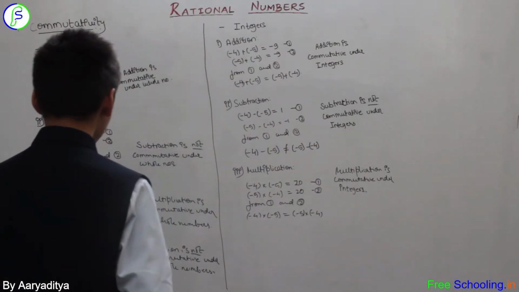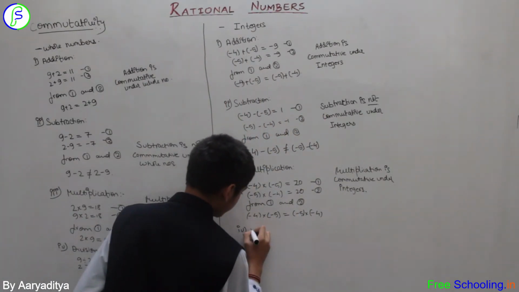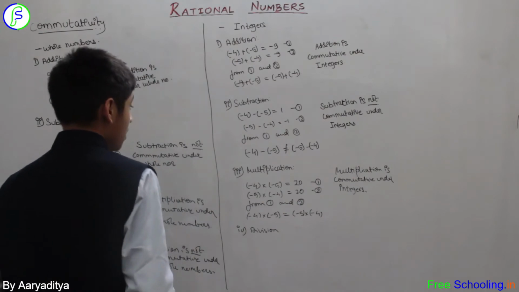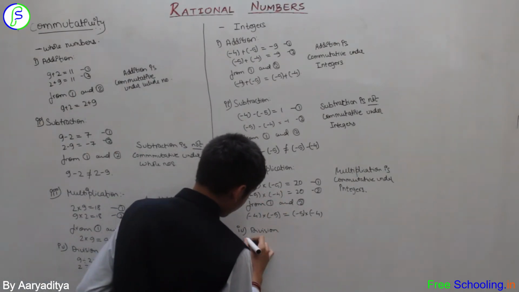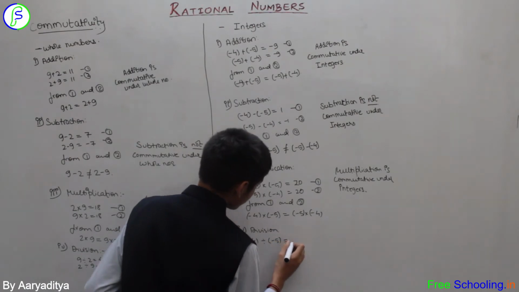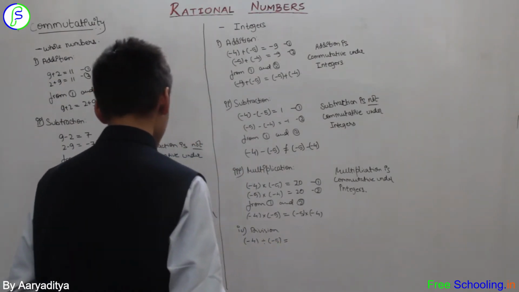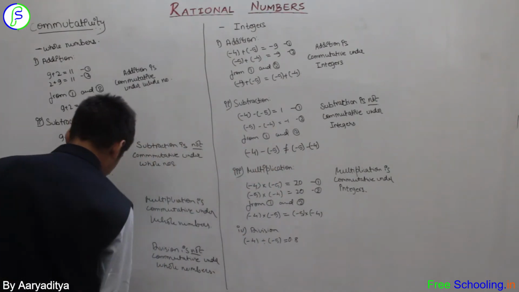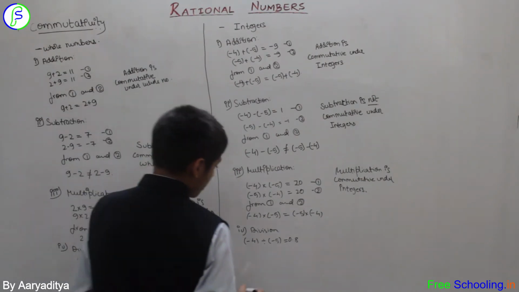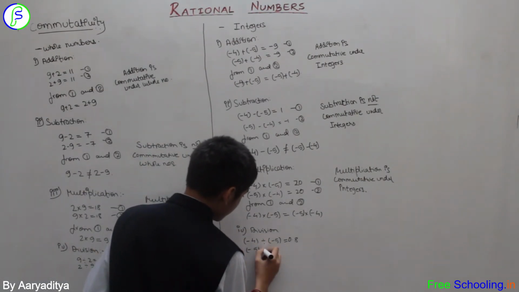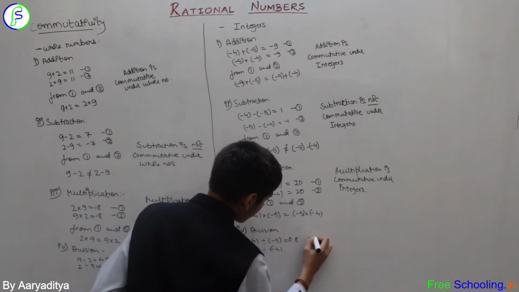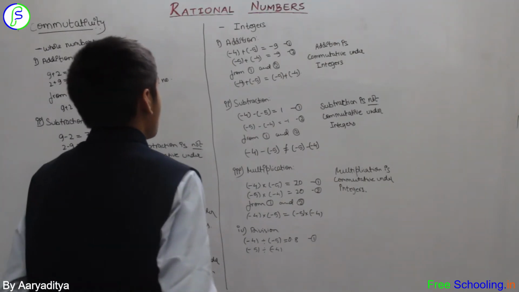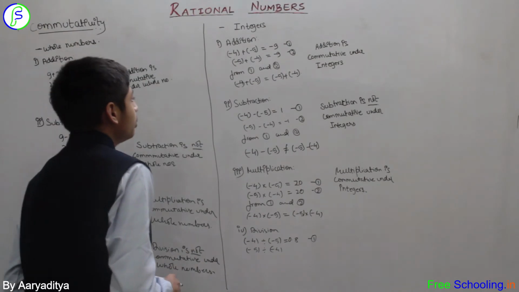Okay, and now if we move on to the fourth, that is division. How do we deal with this one? Again, taking the same examples, minus 4 divided by minus 5 is equal to 0.8. And if I do minus 5 divided by minus 4, so this one would come out to be 1.25.